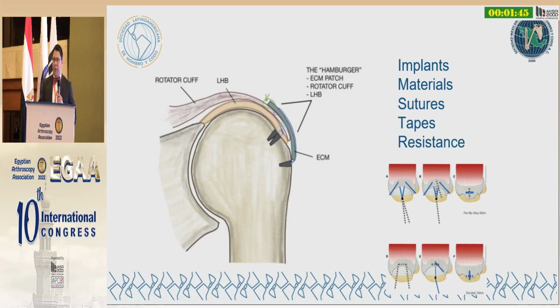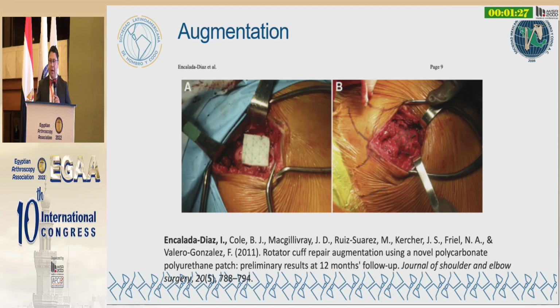But we have this, what the authors call the hamburger patch. They combine an extracellular matrix patch, rotator cuff, and the long head of the biceps, all in these constructs to get the healing. We are not at that point yet, but we have to see this.